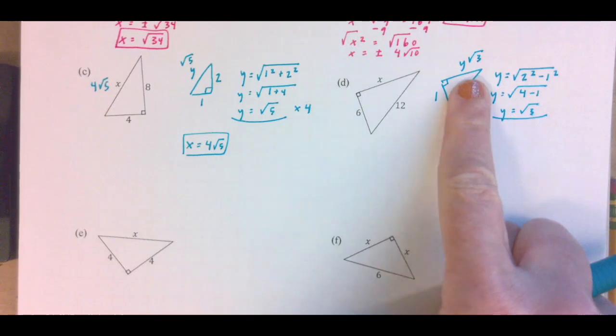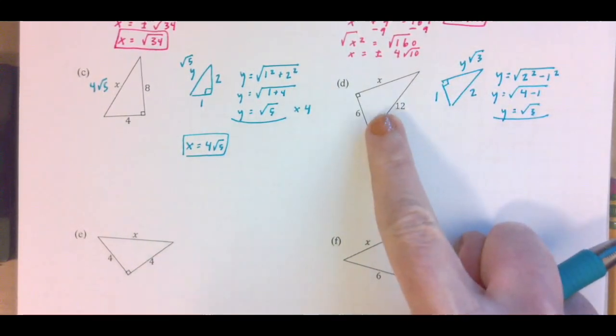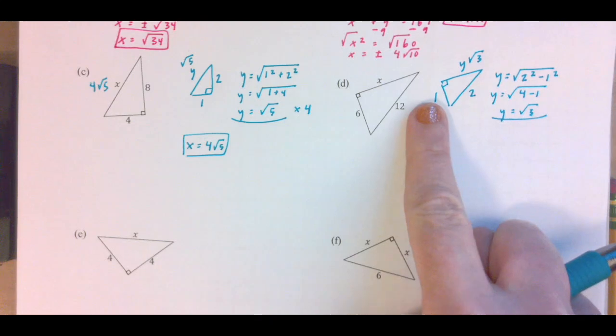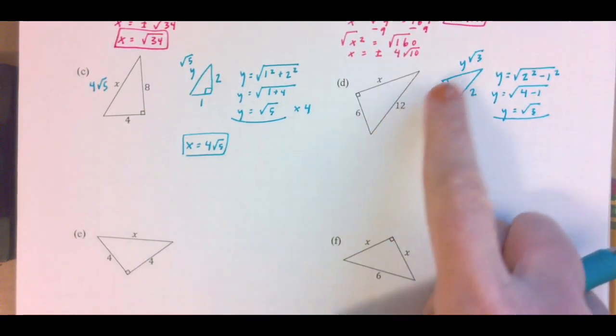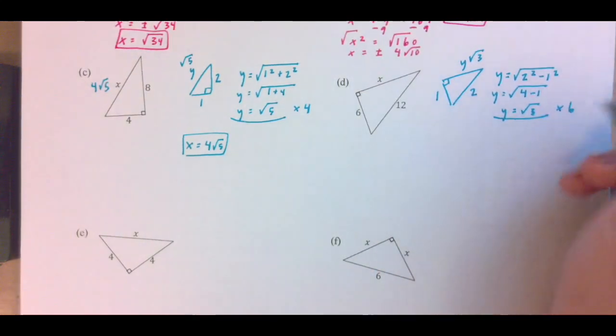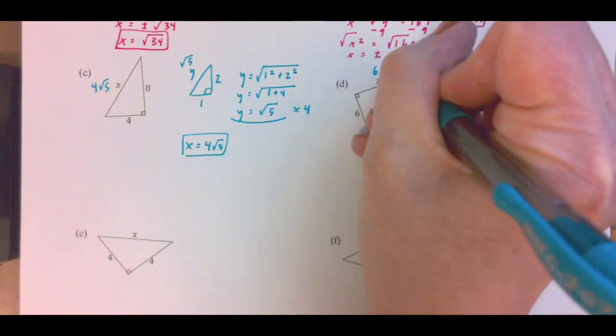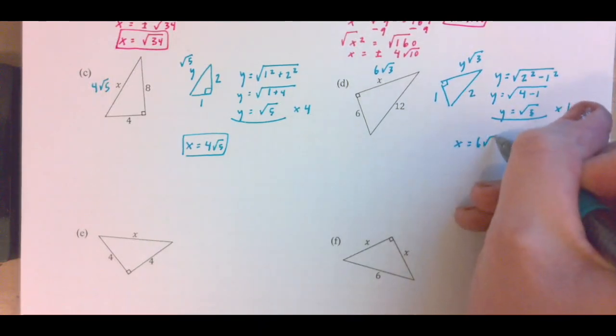So now to enlarge it, to make it bigger, to make it grow back into this triangle, this gets multiplied by 6. This gets multiplied by 6. So this has to get multiplied by 6 as well. So this side would be 6 root 3. X would be 6 root 3.